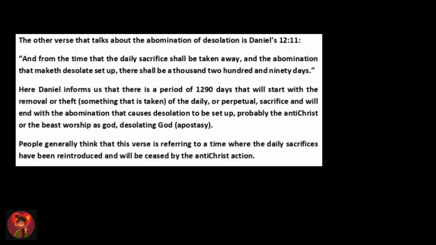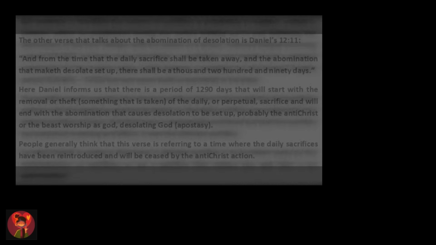Here Daniel informs us that there is a period of 1,290 days that will start with the removal, or theft, something that is taken, of the daily, or perpetual, sacrifice, and will end with the abomination that causes desolation to be set up, probably the antichrist, or the beast worshipped as God, desolating God, apostasy. People generally think that this verse is referring to a time where the daily sacrifices have been reintroduced and will be ceased by the antichrist's action.